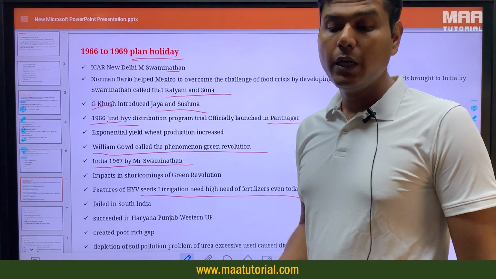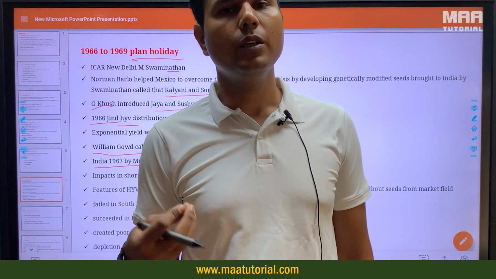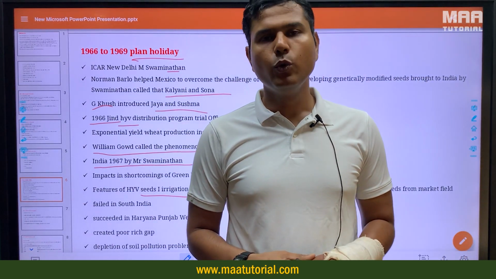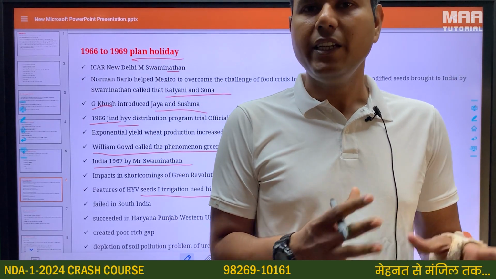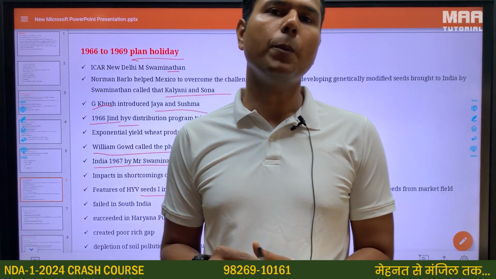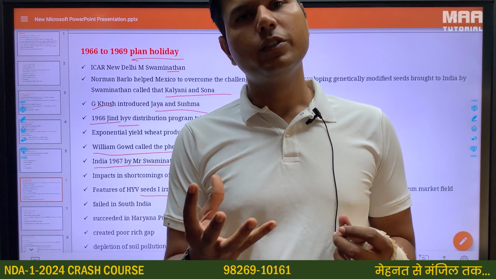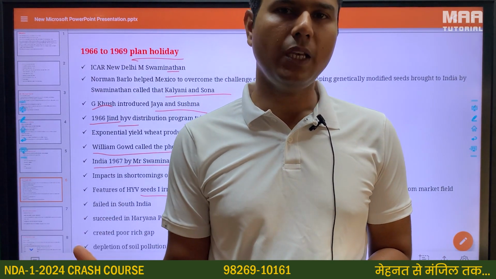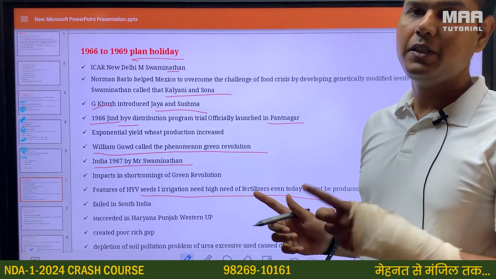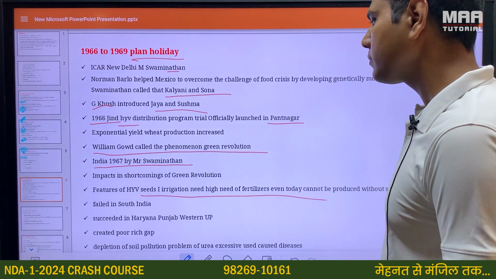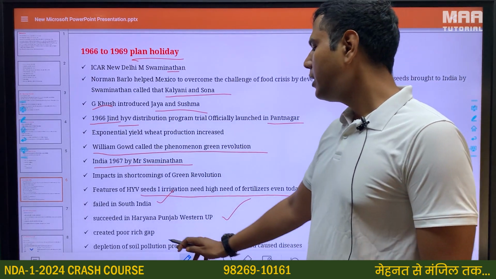Also, there was one more problem. These HYV seeds are in a way not able to reproduce grains. Let's say if you are not visiting a shop and purchasing HYV seeds, then you won't be able to grow these crops. Earlier, the crops we used to grow, we could save some amount of wheat or rice, and the same wheat or rice could be used to further grow these crops. But HYV seeds couldn't do so. It failed in South India, succeeded in Haryana, Punjab, and Western UP, and created a rich poor gap.